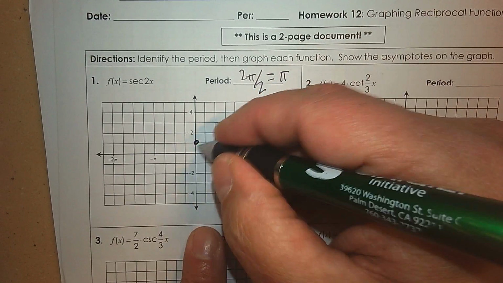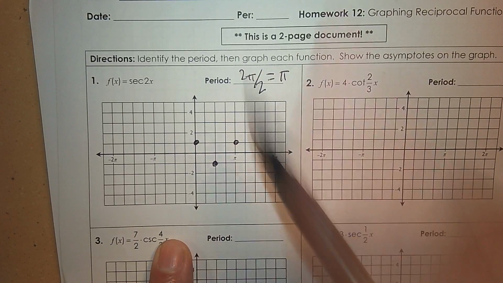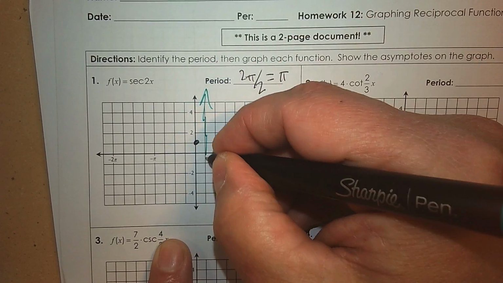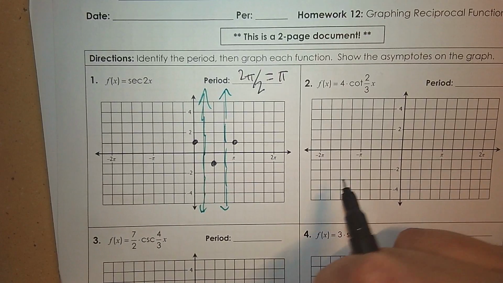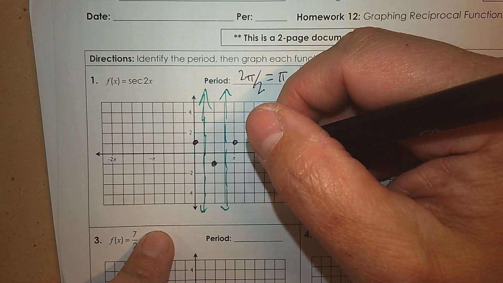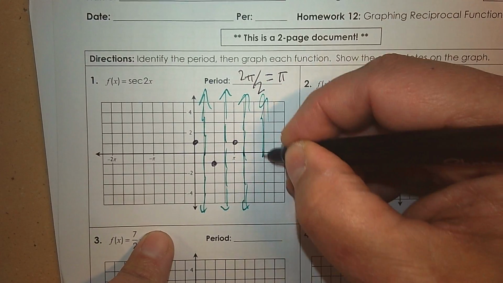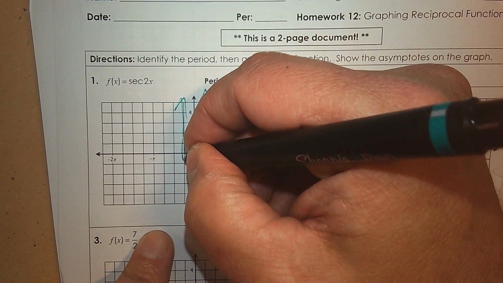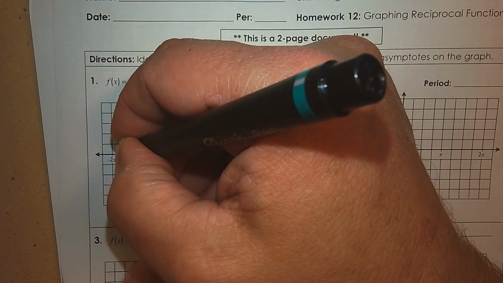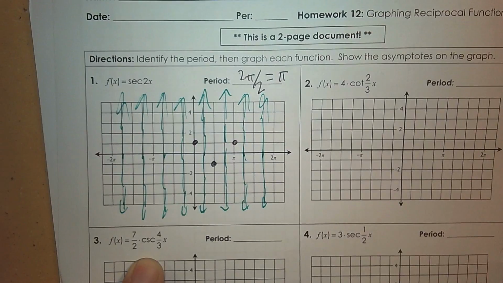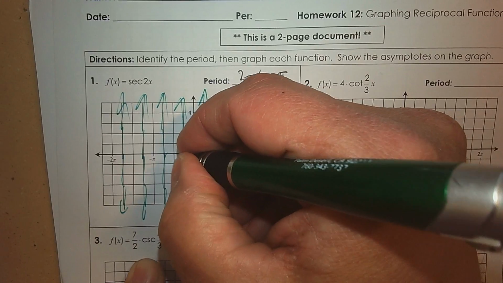In the middle between them, it goes to the lower vertex. And then in between the vertices are asymptotes. So we practice to know the pattern. And then once you know the pattern, you just repeat it over and over and over again. So those are my asymptotes. My vertices are in there, and it oscillates up, then down, up, then down.